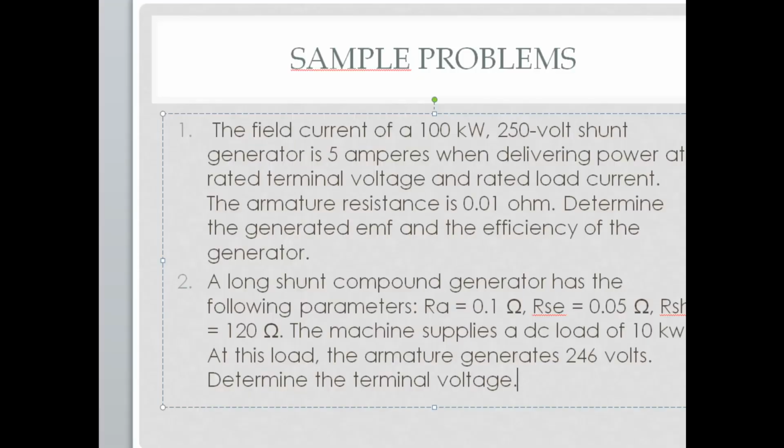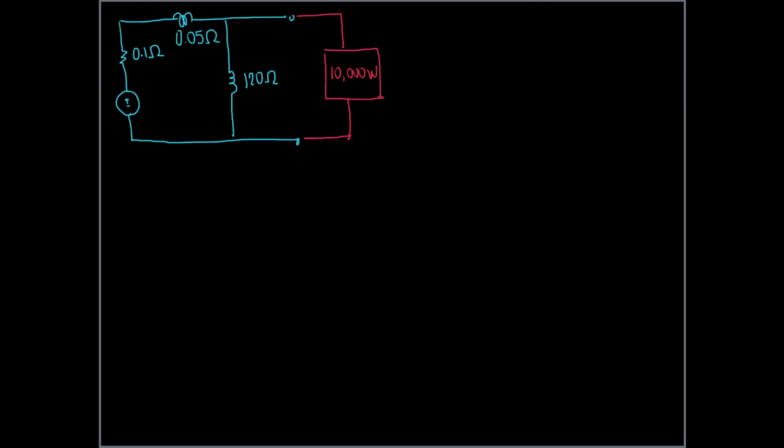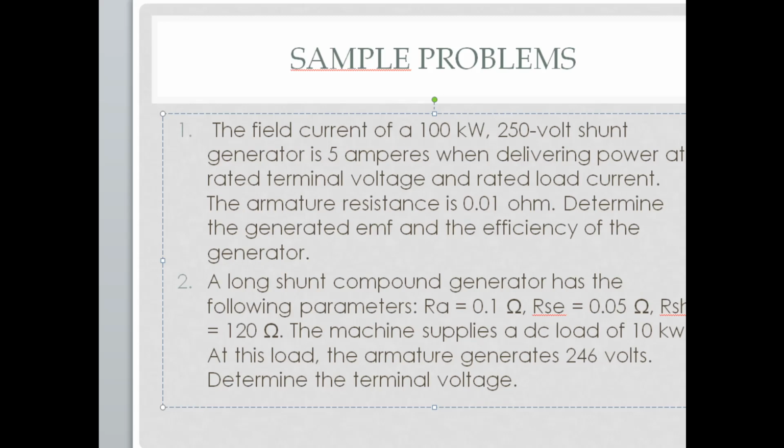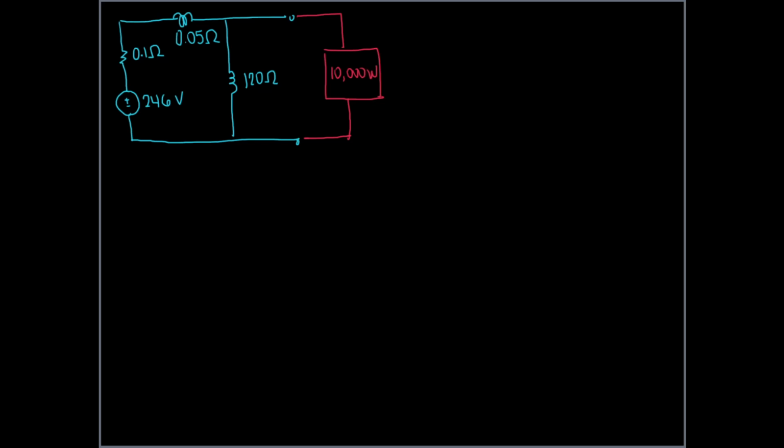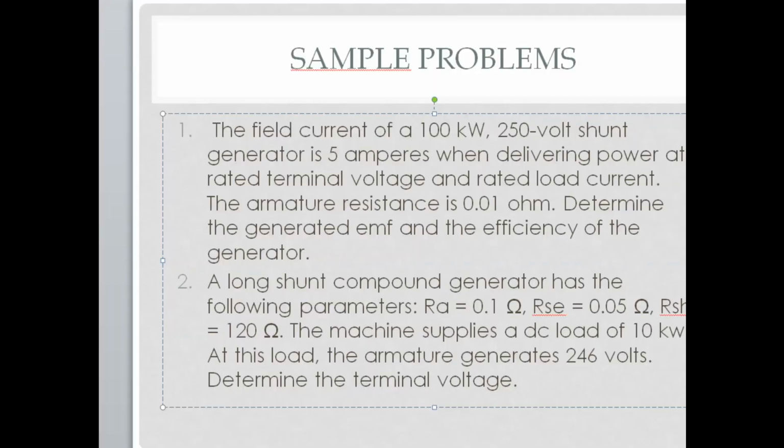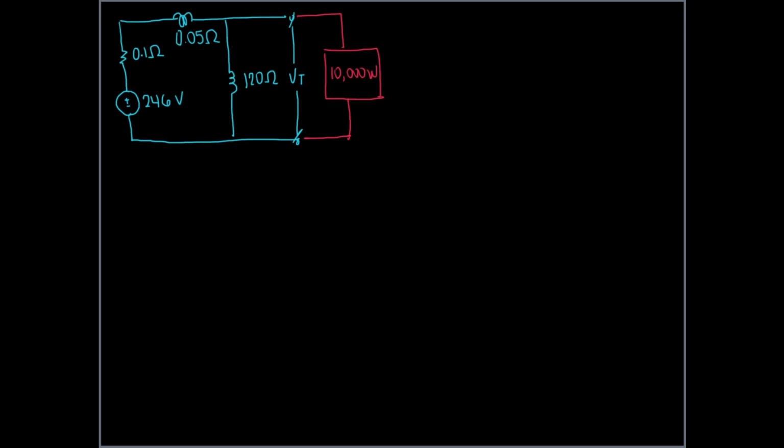And what else do we know? At this load, the armature is generating 246 volts. So you have a generated EMF. When it's applying that load, it's generating 246 volts. So the question is, what is the terminal voltage? We are being asked to solve for the terminal voltage, which is basically this. This one is our terminal voltage. So how are we going to solve for the terminal voltage?